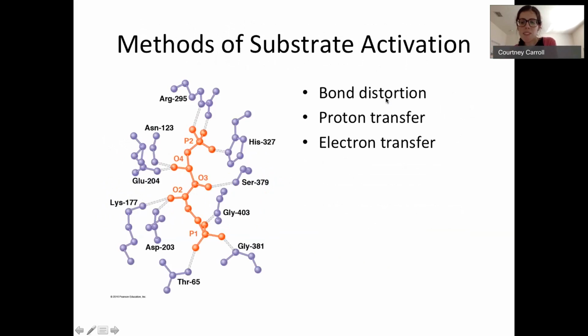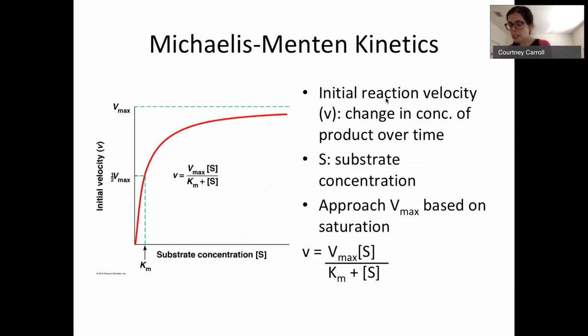Based on this, what kind of amino acids do you think you'll most likely find in the active site of a protein enzyme? Try to think through that for a minute. Next, let's talk quickly about some enzyme kinetics.